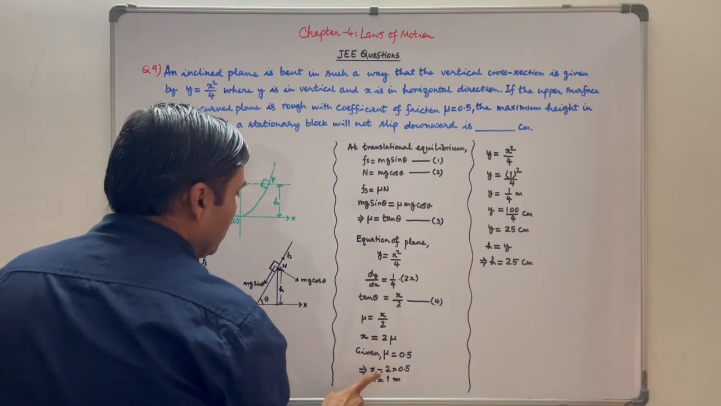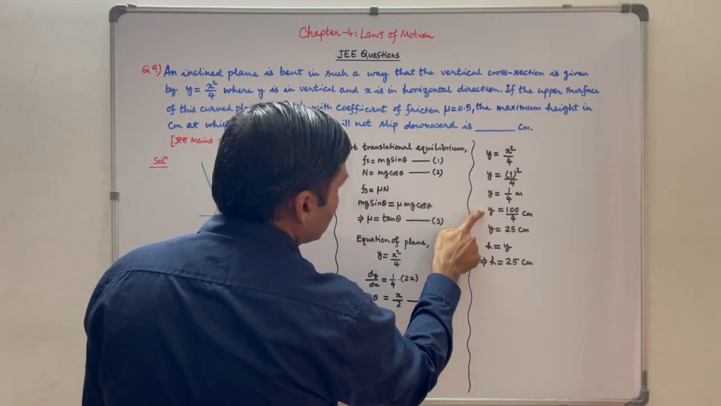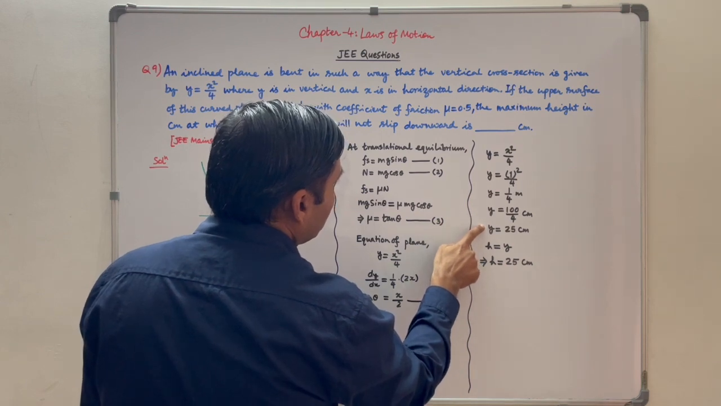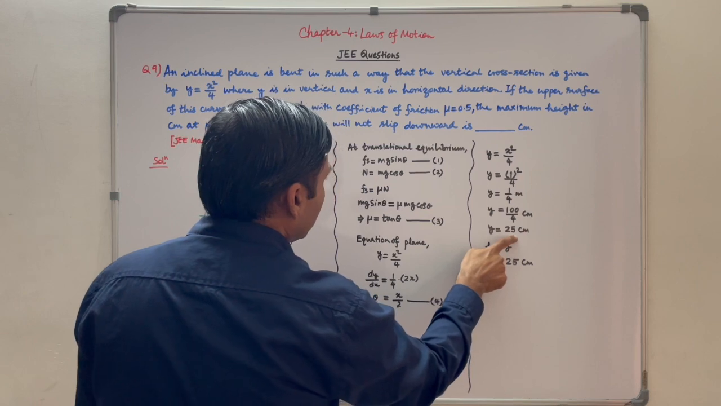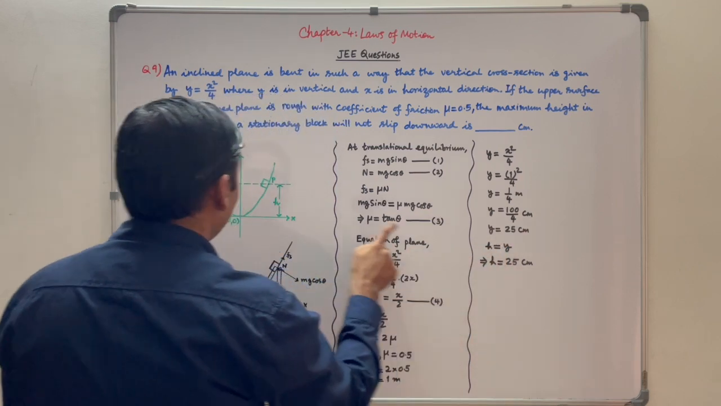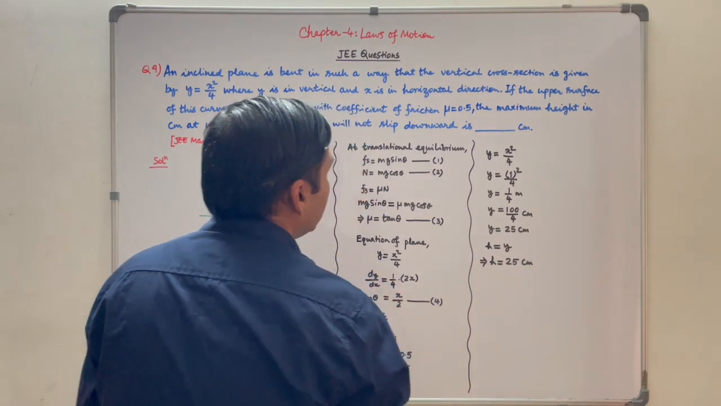Now we will put the value of x in this equation. So value of y comes out to be equal to 1 by 4 meter, or 25 centimeter. So this is our answer because h is equal to y. So h is equal to 25 centimeter is the answer.